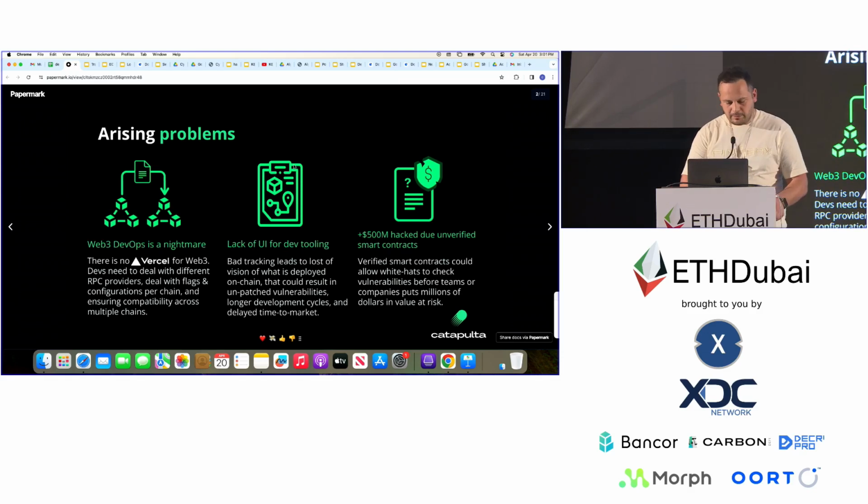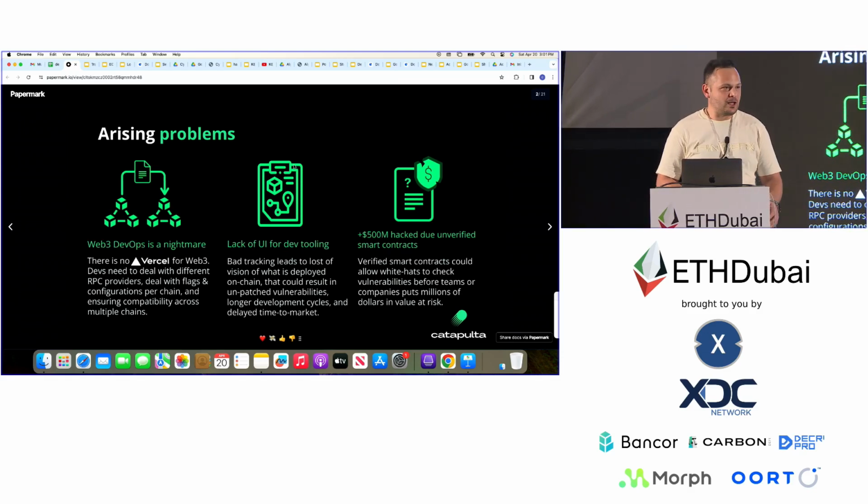We all know, especially the developers who have raised their hands, that deploying smart contracts is a total nightmare. Imagine a world with no easy-to-use platform like Vercel, and instead everything is done the hard way, manually. With no friendly interface, developers lose track of what's happening, which leads to delays. And then there's the issue of smart contract verification.